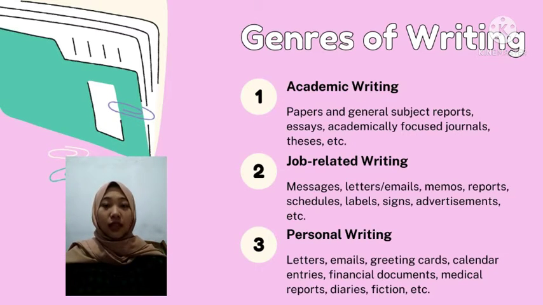Genres of writing. Number 1. Academic writing. There are papers and general subject reports, essays, academically focused journals, theses, etc. Number 2. Job-related writing. There are messages, letters or emails, memos, reports, schedules, labels, advertisements, etc. Number 3. Personal writing. There are letters, emails, greeting cards, calendars, entries, financial documents, medical reports, diaries, fiction, etc.